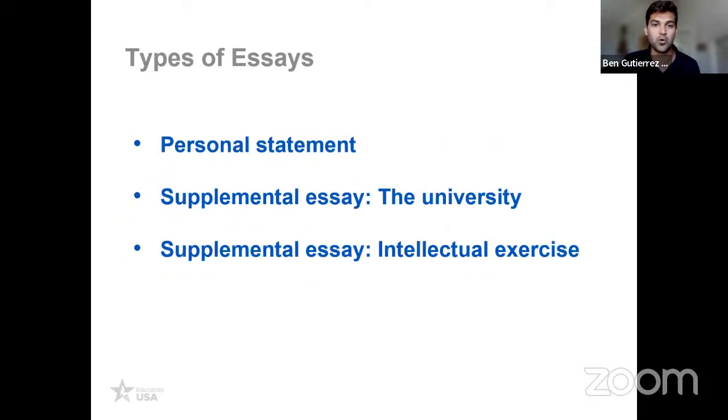In terms of essays, there are 2 different types. I realize there are 3 bullets here, but the second bullet around supplemental essays really kind of addresses the 2 types of supplemental essays that you might encounter. So the main type of essay, probably the first one you'll start working on, is the personal statement. That statement or essay is the one that is located on the Common Application or any university-specific application that you are applying through.